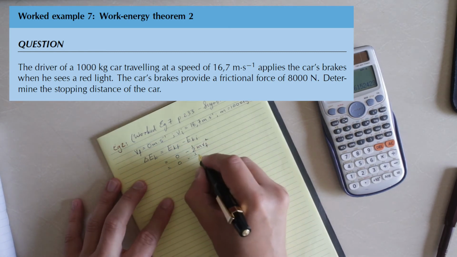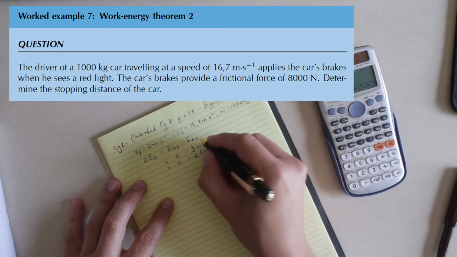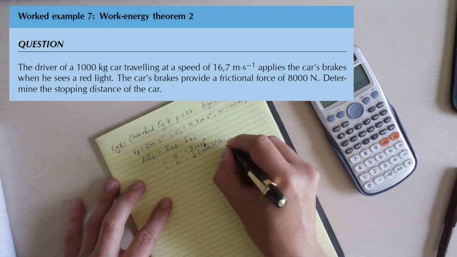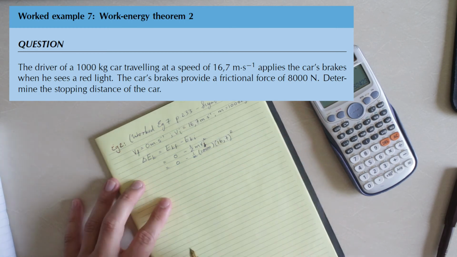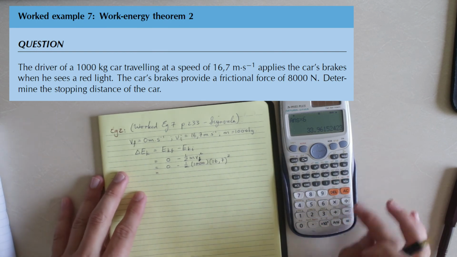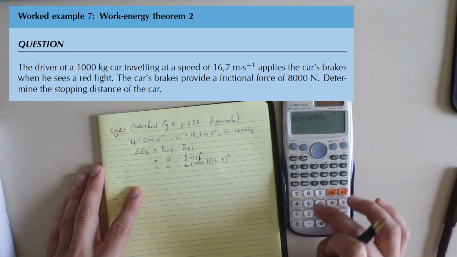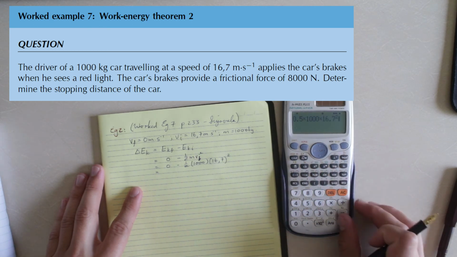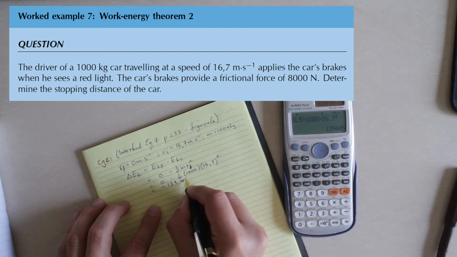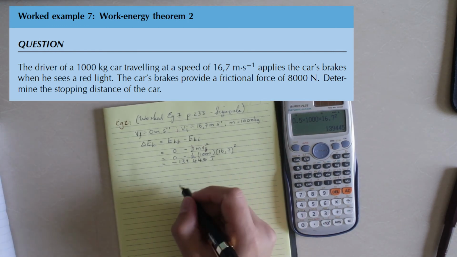I substitute in my values. My mass is going to be 1,000, and my initial velocity is going to be 16.7. And remember the square, that's where we're likely to make our mistakes. So we say 0.5 times 1,000 times 16.7 squared. And that gives me a negative answer of 139,445 joules.